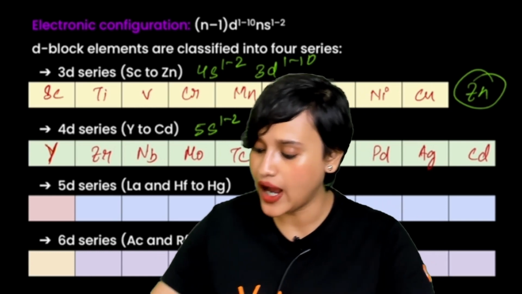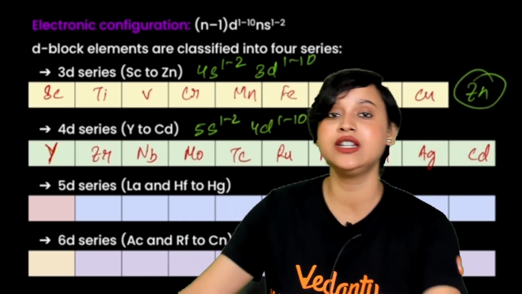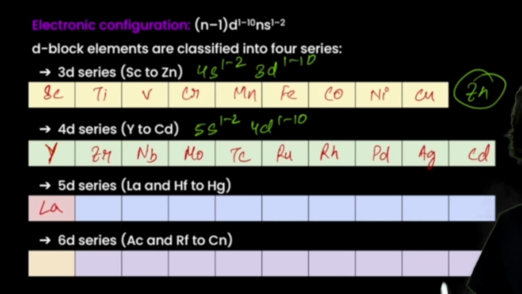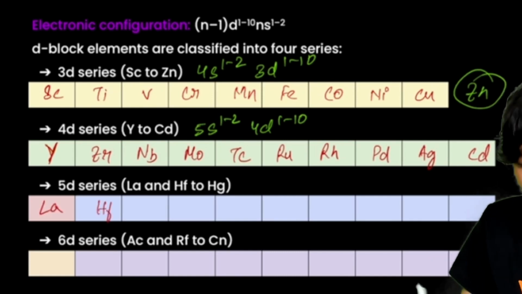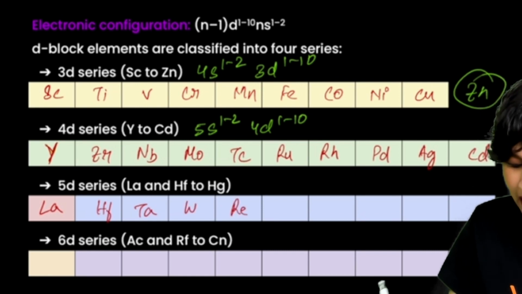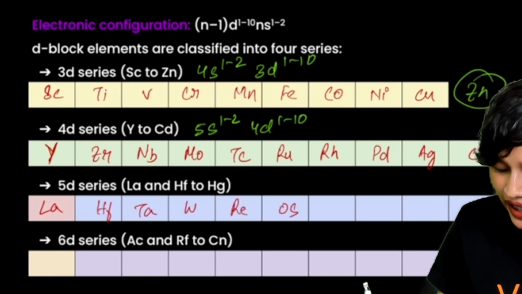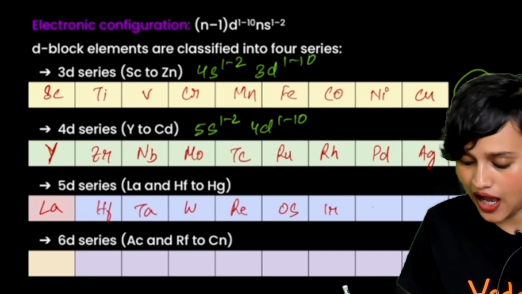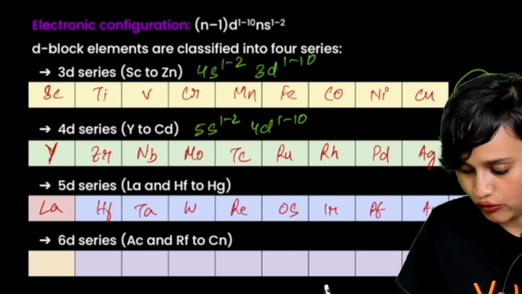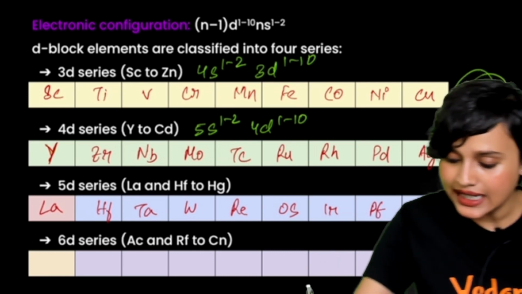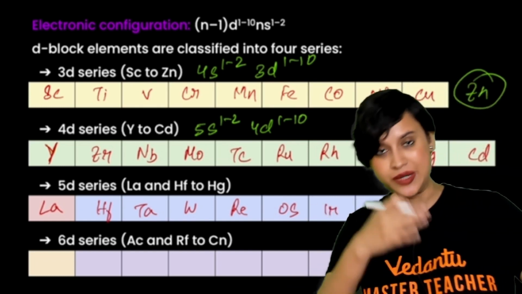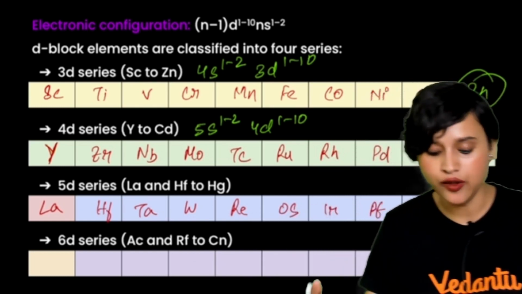Now we go to the 5d series, my dear students. And in the 5d series, what do we have? Obviously the first one is lanthanum, then hafnium, tantalum, tungsten, rhenium, osmium, iridium, platinum, gold, and mercury. In this case, what is the electronic configuration? By now you have figured it out. It is going to be 6s 1 to 2 and 5d 1 to 10.